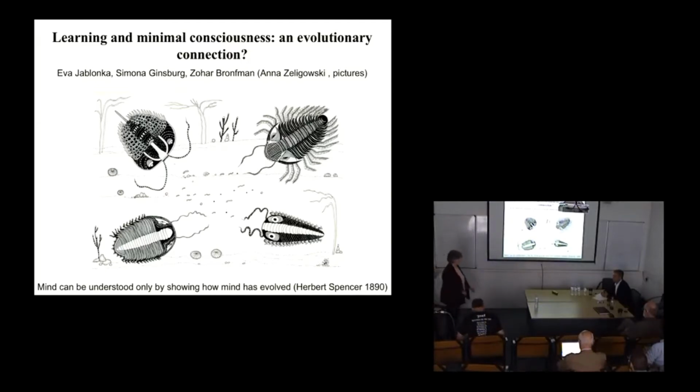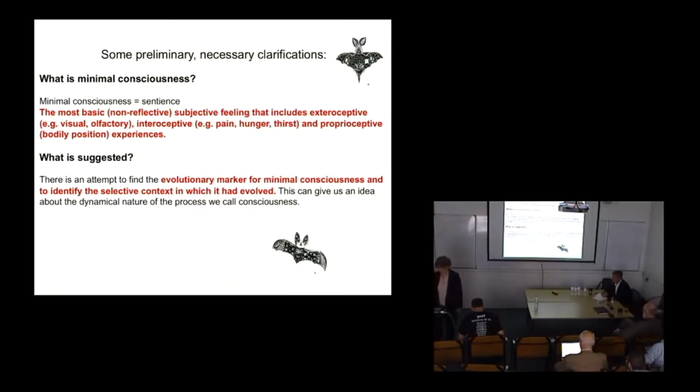So I'm going to talk about trying to connect the evolution of sentience, minimal consciousness, with the evolution of learning. And I will try to present an approach about how we can go about answering a very, very difficult question, such as the question of how did something like consciousness evolve in the first place. So first of all, I'm going to talk about minimal consciousness.